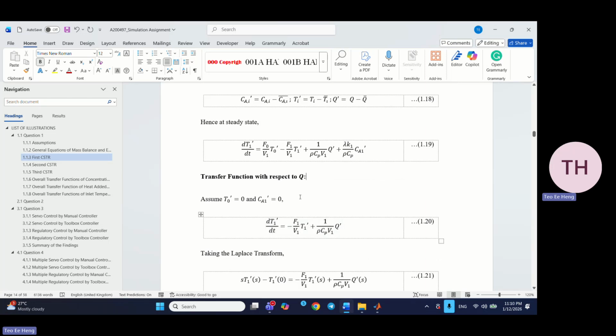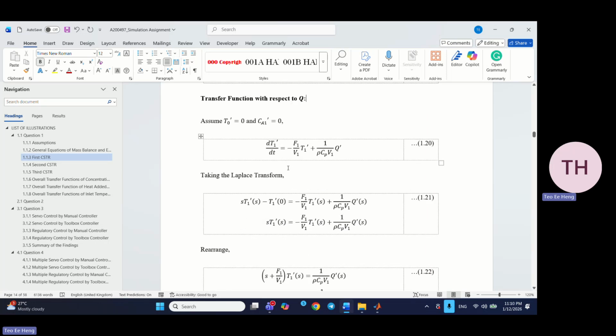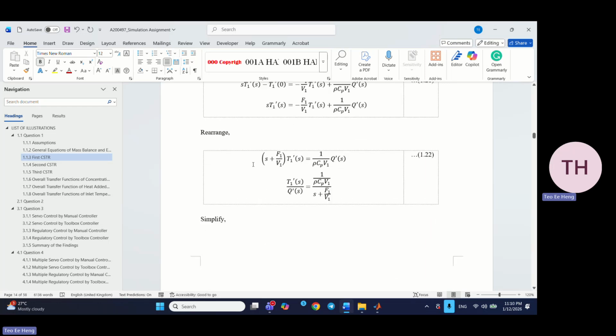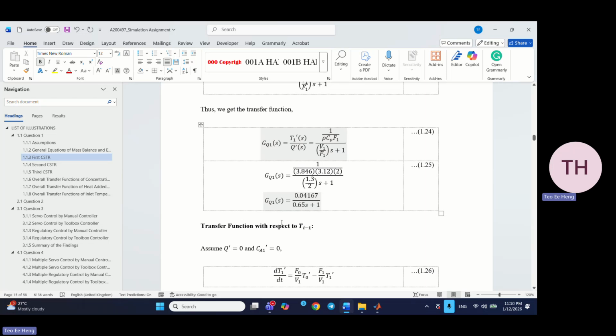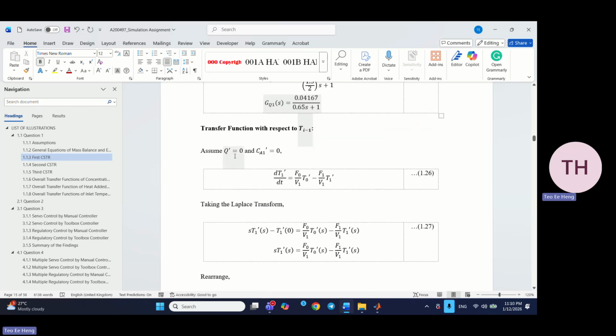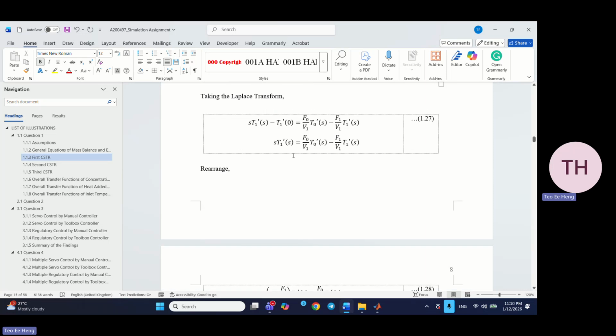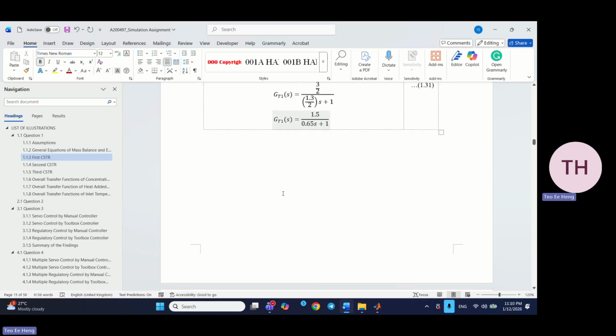After that, for the transfer function with respect to Q, we assume that T0 is equal to 0 and CA1 is equal to 0. By taking the Laplace transform, arranging and simplifying, we can get the transfer function GQ1. Then for the transfer function with respect to Ti minus 1, we assume that Q is equal to 0 and CA1 is equal to 0. By taking the Laplace transform, rearranging and simplifying, we can get the transfer function GT1.